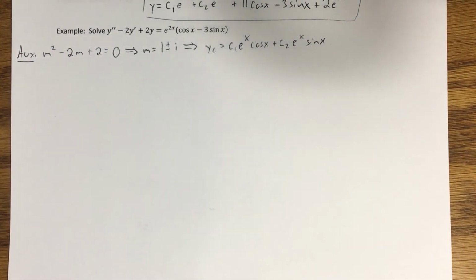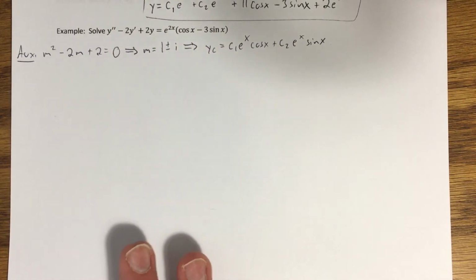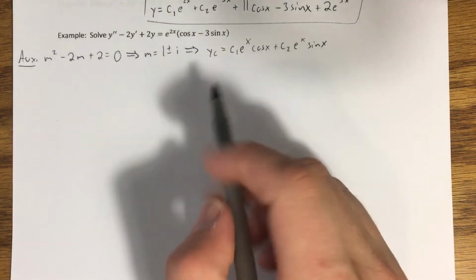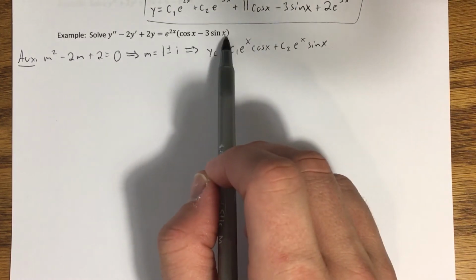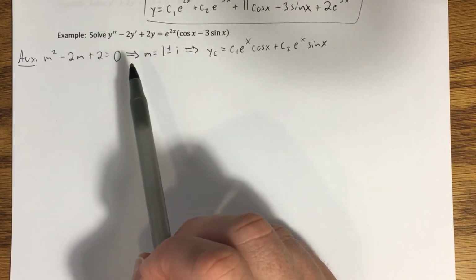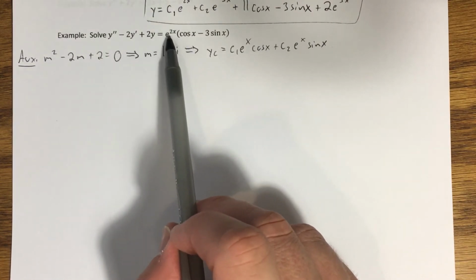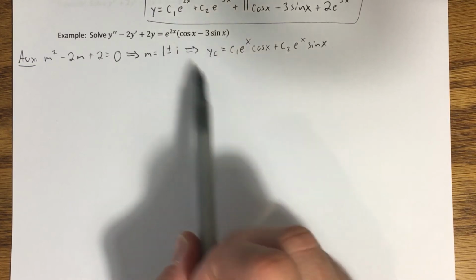Okay, that would be my complementary solution. Now, we have to guess what our yp is going to look like. And looking at the form of this, it kind of makes sense to assume that our yp is going to look like an exponential function like this one times a linear combination of sine and cosine.